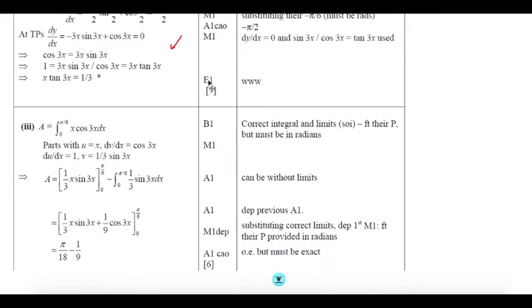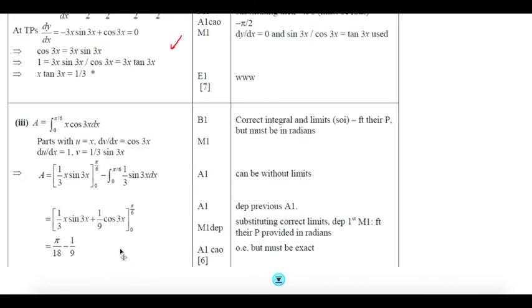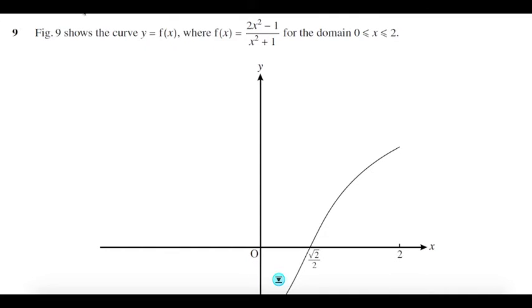Okay. No, I managed to avoid any mistakes. So you get a mark for correct integral and limits, so setting that up. A mark for deciding which things are going to be by parts. A mark for this part, so your uv and what you're integrating, and the limits. A mark for then bringing it all into one thing, which will make it a bit easier. And then steps getting towards pi over 18 minus a ninth.